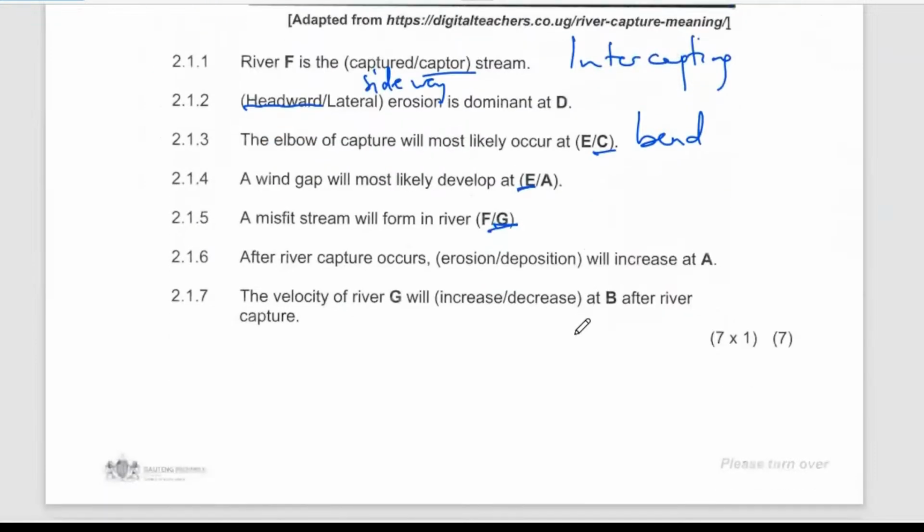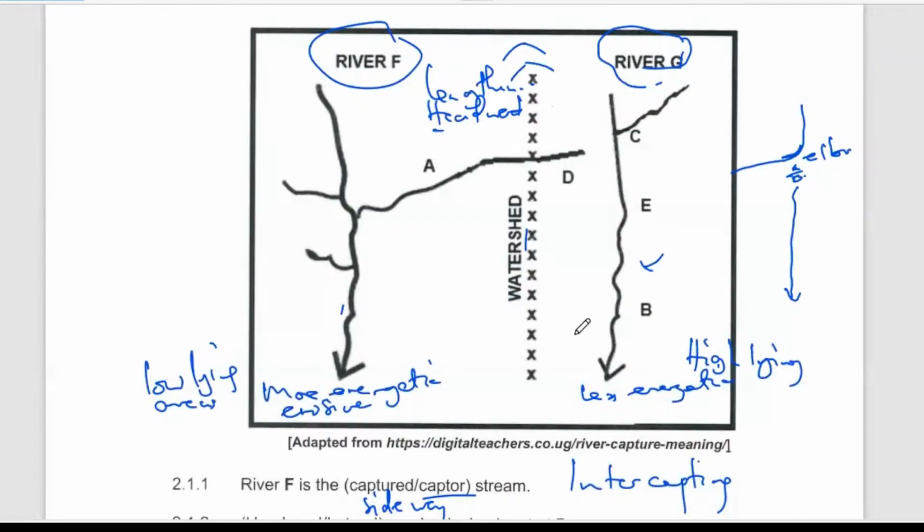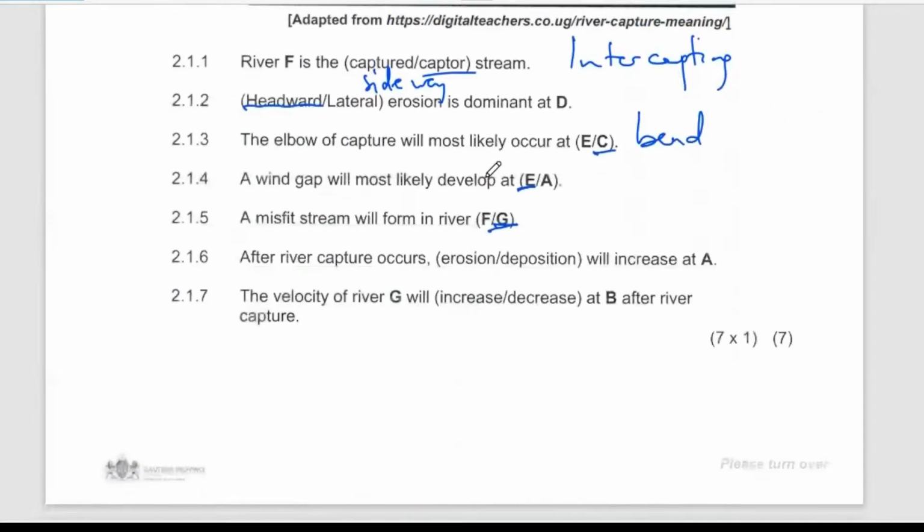Then after river capture occurs, erosion or deposition will increase at A. Let's look at where A is. At A here, this stream is going to capture, and there will be high discharge and high velocity around area A. So because of high discharge and high velocity, our erosion is going to increase, and there will be less deposition.